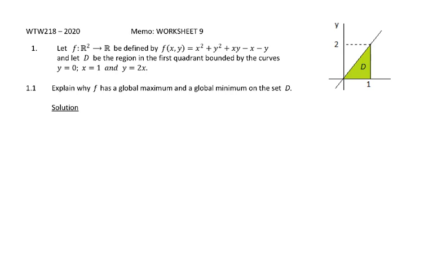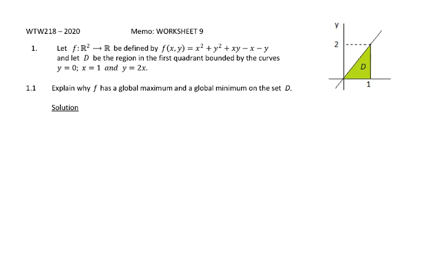I have made a sketch of the region D, which is bounded by the curves y equals 0, x equals 1 and y equals 2x. Our first instruction is to explain why the function f has a global maximum and a global minimum on the set D. To do this, we will be using theorem 111.